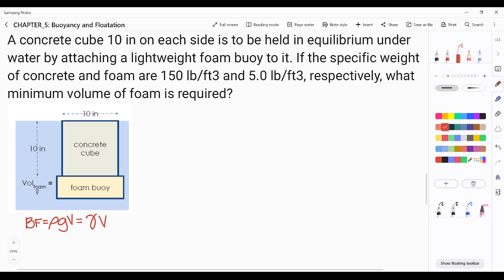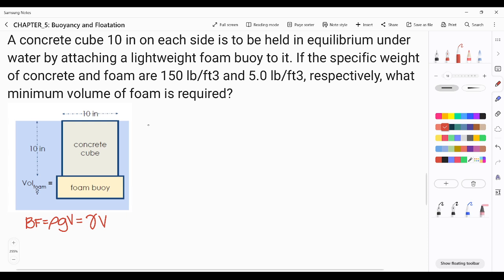Now, what are we given? We are given a cube na 10 inches daw each side. And then, we are given the specific weight in English units of the concrete cube and the foam buoy na ilalagay natin sa concrete cube natin para ma-hold natin siya in equilibrium underwater.